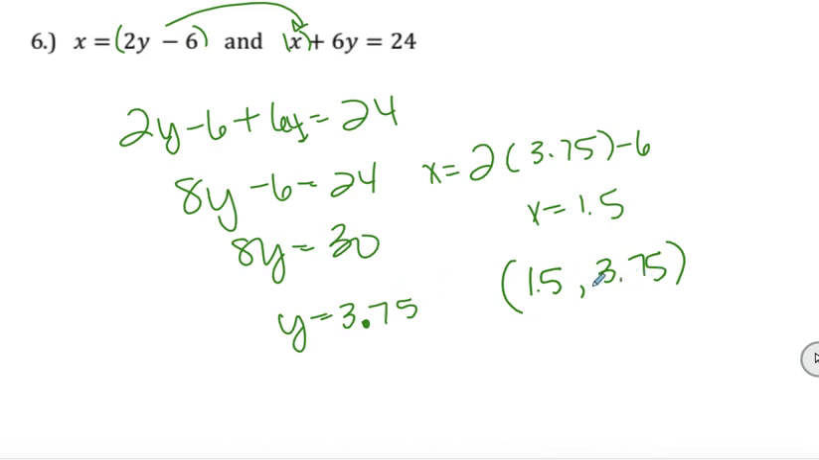And what I did there, ladies and gentlemen, when I was kind of talking to myself in that video, is I took this 1.5, plugged it in for x, took 3.75, plugged it in for y, and when I typed that in there, I got confirmed that this ordered pair is correct because I got a value of 24.